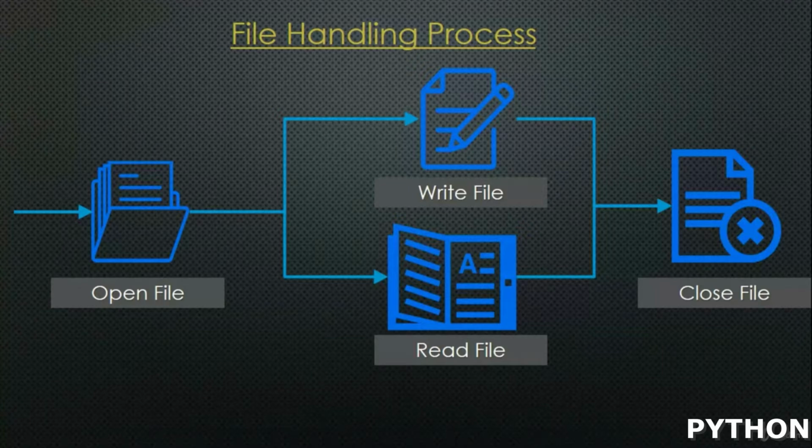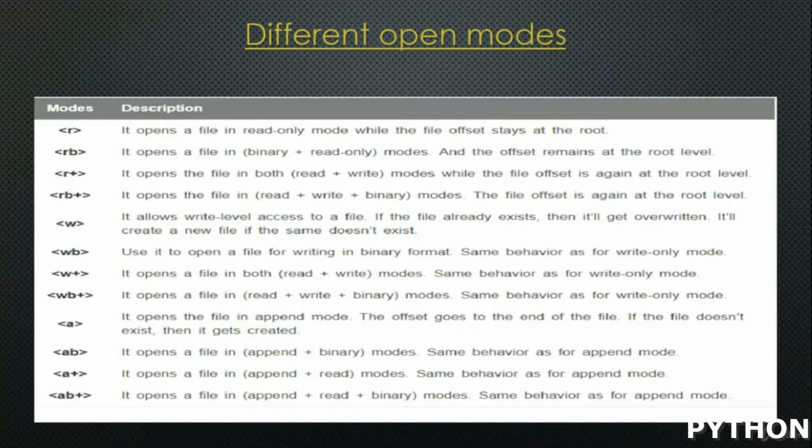These are some open modes. There are a total of 12 modes present in file handling in Python. R is used to open a file in read-only mode, while the file offset stays at the root. RB opens the file in binary plus read-only modes and the offset remains at the root level. R plus opens the file in both read as well as write modes, while the file offset is again at the root level. RB plus opens the file in read plus write plus binary modes. The file offset is again at the root level.